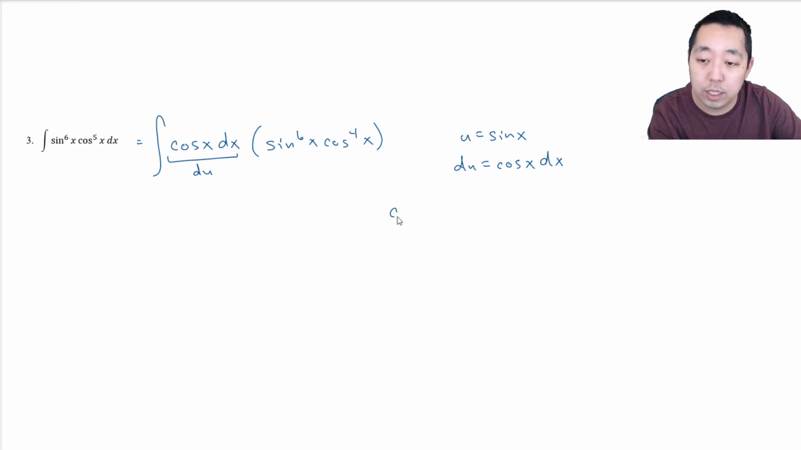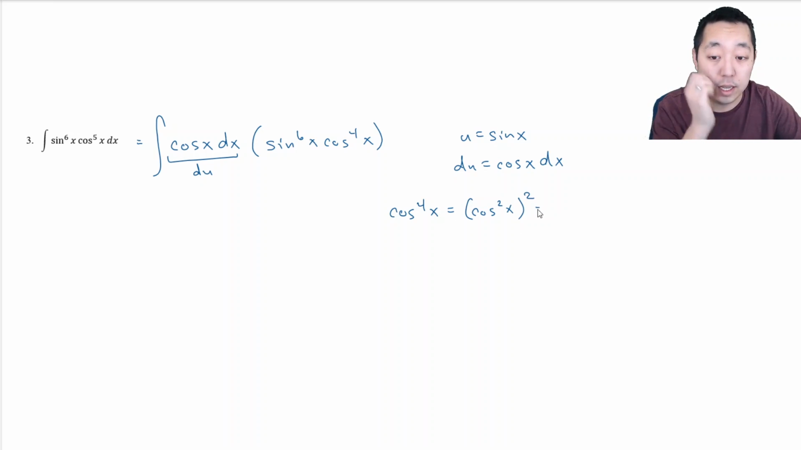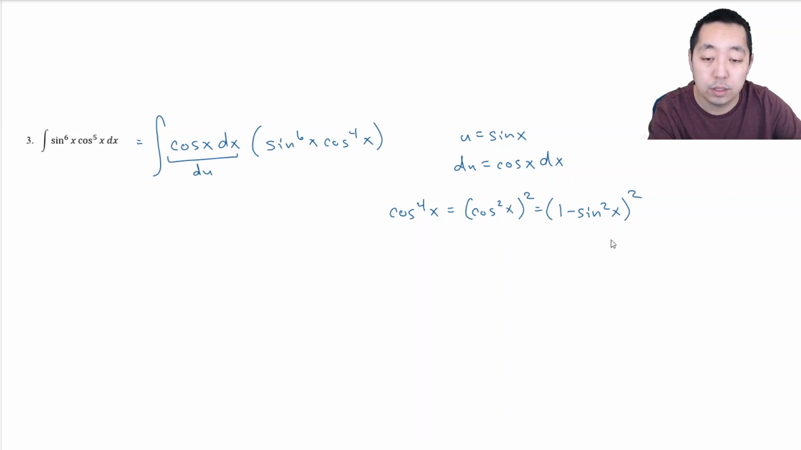Now my cosine to the fourth x, I need to convert into sine x. Well, this is cosine squared x, squared, right? And then remember the cosine squared x I'm going to replace with 1 minus sine squared x, the trig identity. So then this becomes the integral of sine to the sixth, which is just u to the sixth, times 1 minus u squared, quantity squared, du.